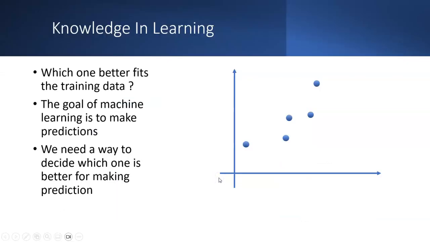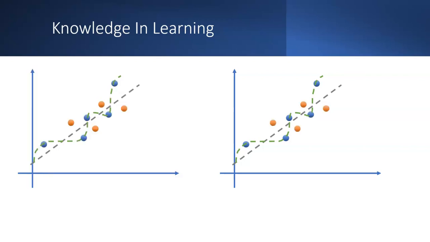The next thing is knowledge in learning: which one better fits the training data. For example, we have these 5 points, and we want to see which line or curve will fit better. The goal of machine learning is to make predictions, right? So we need a way to decide which one is better for making predictions. In this one, the line is touching only approximately 1 point, not many points, but this line is touching all the 5 points, right? Now if there are some more points, how will this fit?